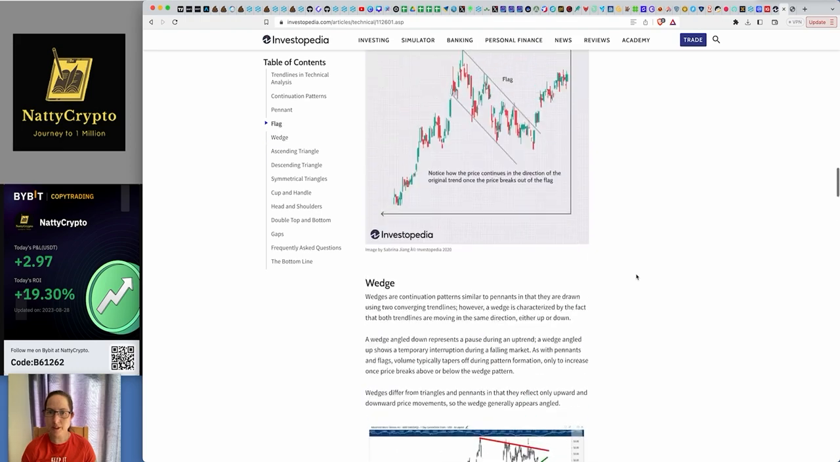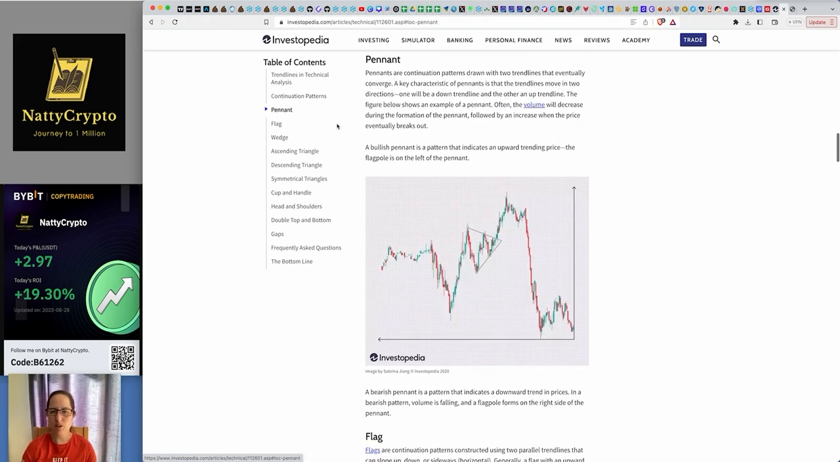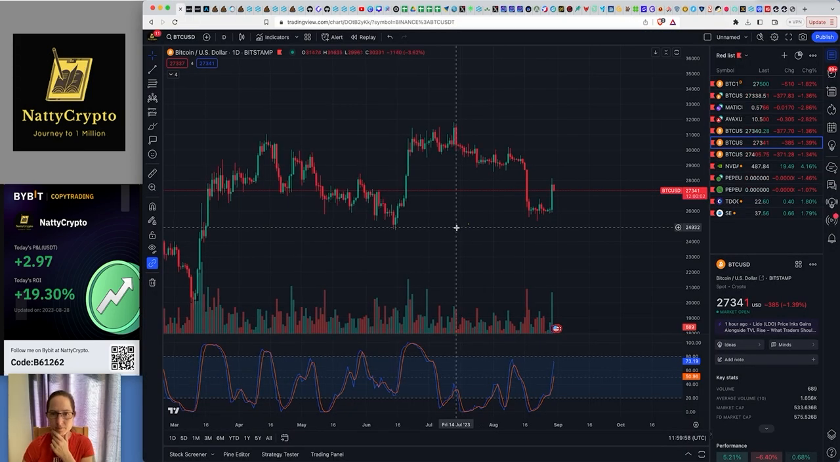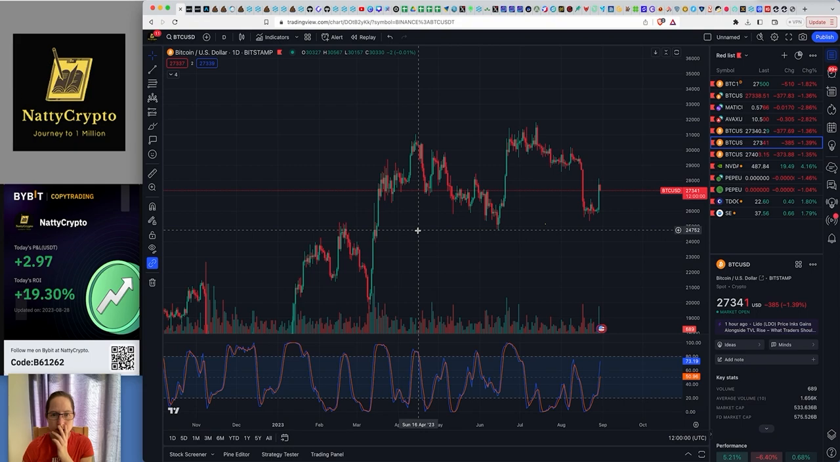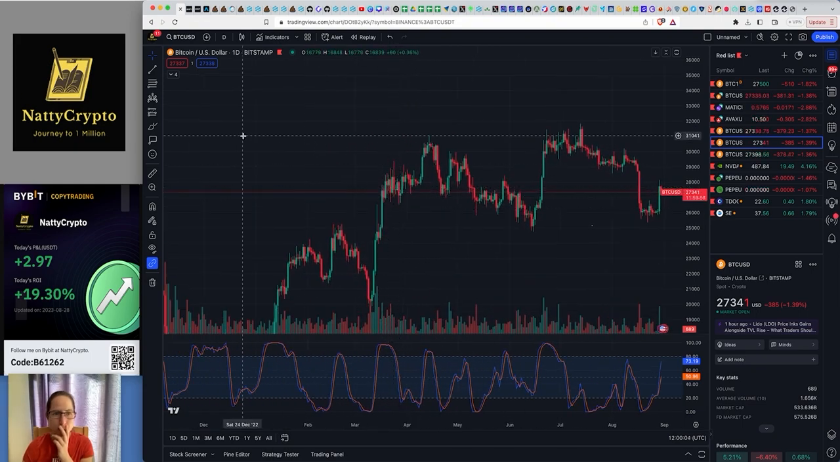Let's show you an example of a pennant. So I know I like pennants. Let's go back to the BTC. Right, let's find a nice pennant. You could say this here could be a pennant. Let's see. So here. There. So there's your pennant.